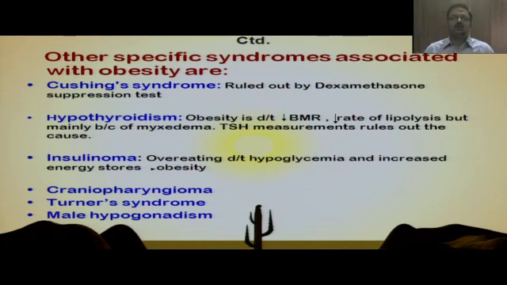We have also seen that obesity occurs in hypothyroidism. The obesity which occurs because of hypothyroidism is due to the diminished levels of the thyroid hormones T3 and T4. It causes a decrease in the basal metabolic rate, a decrease in the rate of lipolysis, and mainly myxedema in adult females. The TSH measurement rules out obesity which is primarily because of hypothyroidism. We have certain other tumors like insulinoma, with overeating due to hypoglycemia and increased energy stores that ultimately lead to obesity. We have Turner syndrome and male hypogonadism, other factors which contribute to obesity.